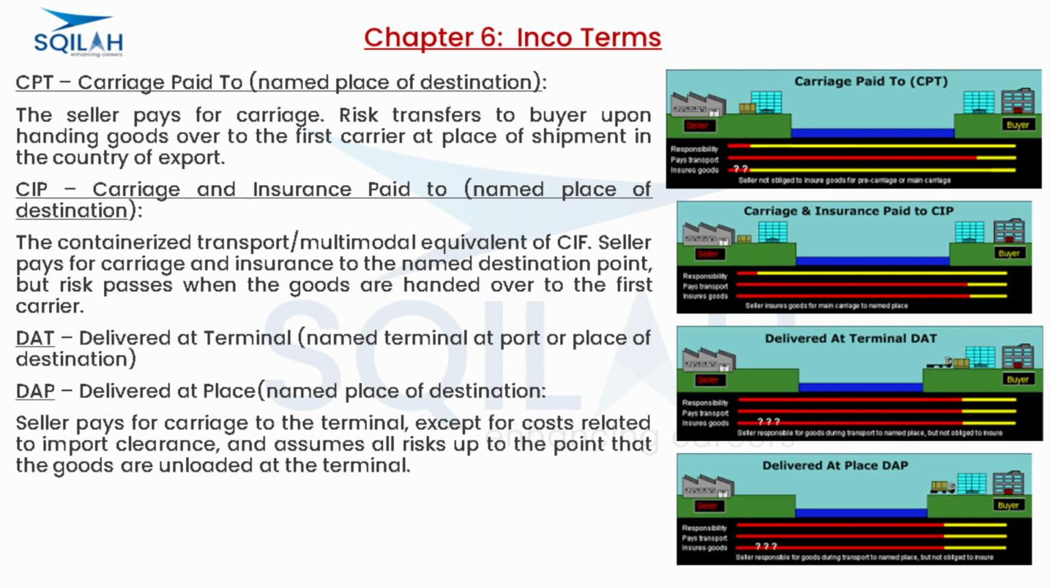The containerized transport/multimodal equivalent of CIF. Seller pays for carriage and insurance to the named destination point, but risk passes when the goods are handed over to the first carrier. DAT, delivered at terminal, named terminal at port or place of destination.